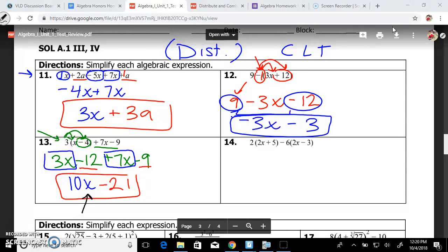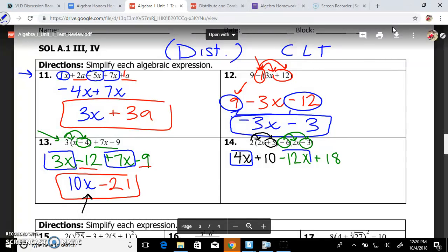In this example, we're distributing 2 times. So first, we're distributing 2 times 2x, which gives us 4x. Then 2 times positive 5, which gives us a positive 10. Next, we're distributing not just a 6, but we're distributing the negative 6 times 2x, which gives us negative 12x. Then negative 6 times negative 3, which gives us a positive 18.